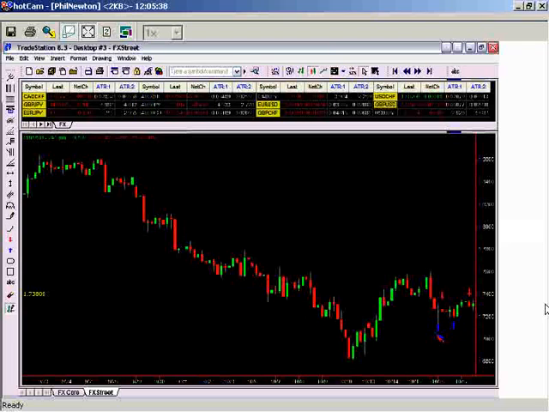Now I can also use the same pattern for an entry. So if I was looking to go long, let's just say this was my entry time frame, and I was looking to buy the markets.